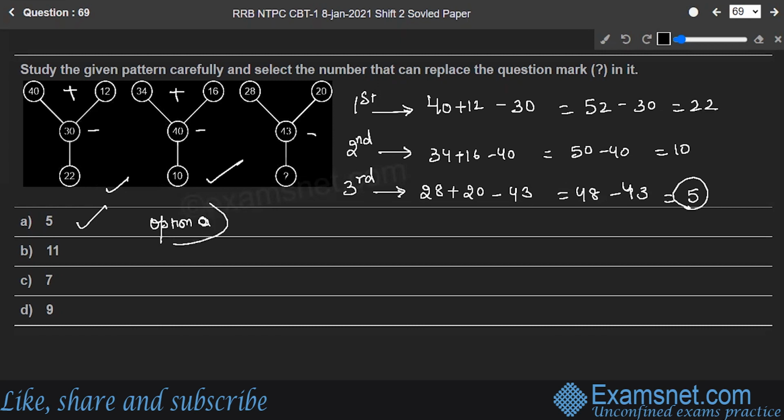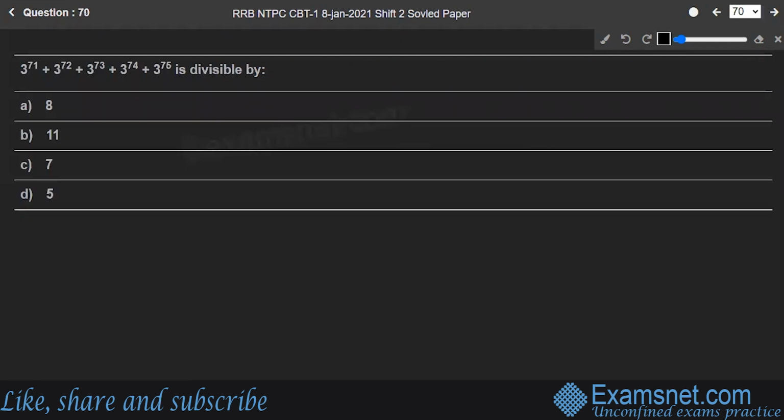Option A is the correct answer to the question. Hope you understood this. Next is question number 70. 3 raised to power 71, raised to power 72, 73, 74, 75 is divisible by 8, 11, 7, and 5. Okay, we will use a particular formula to solve this problem.